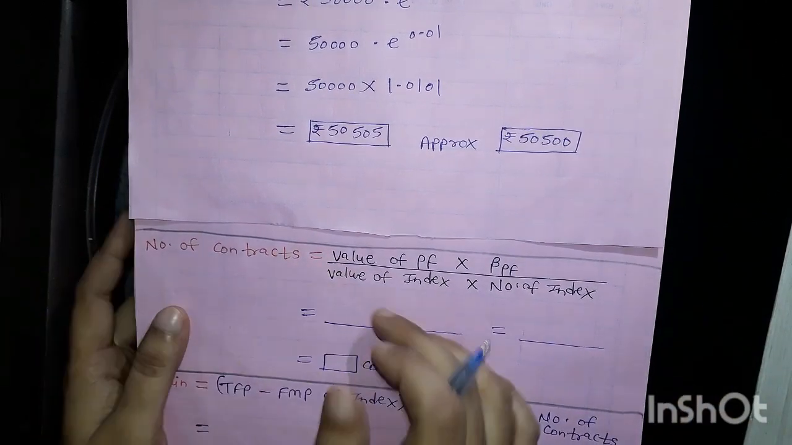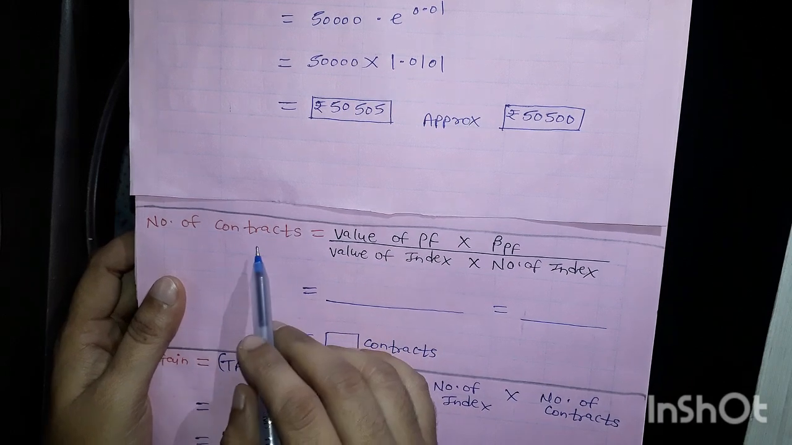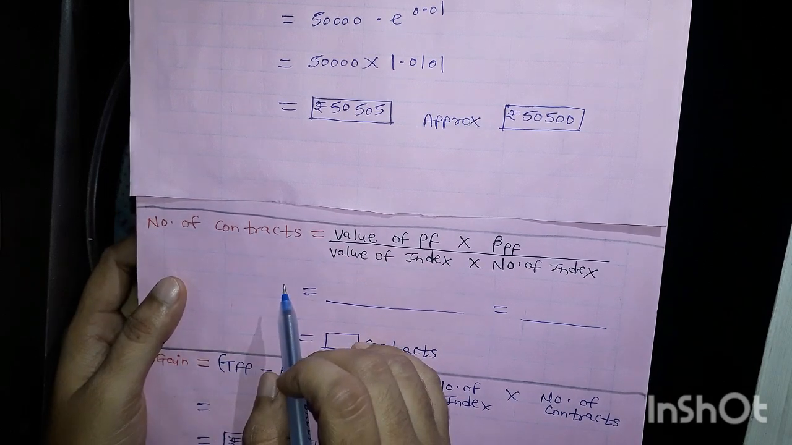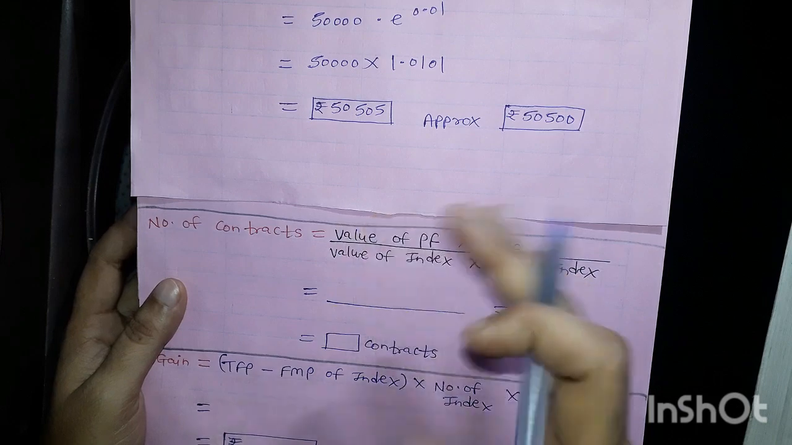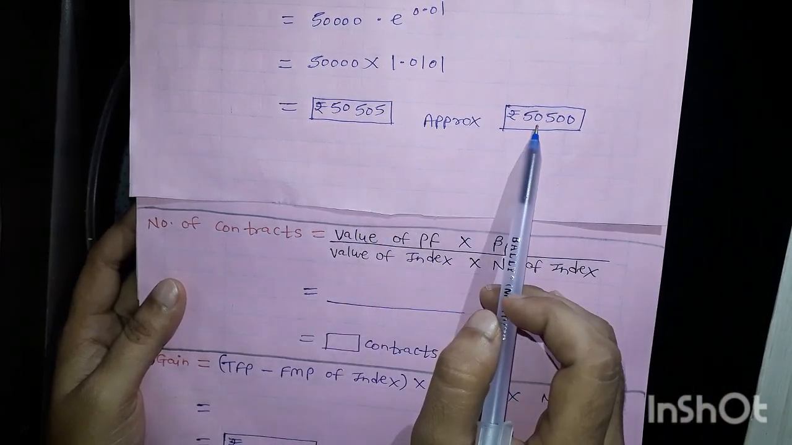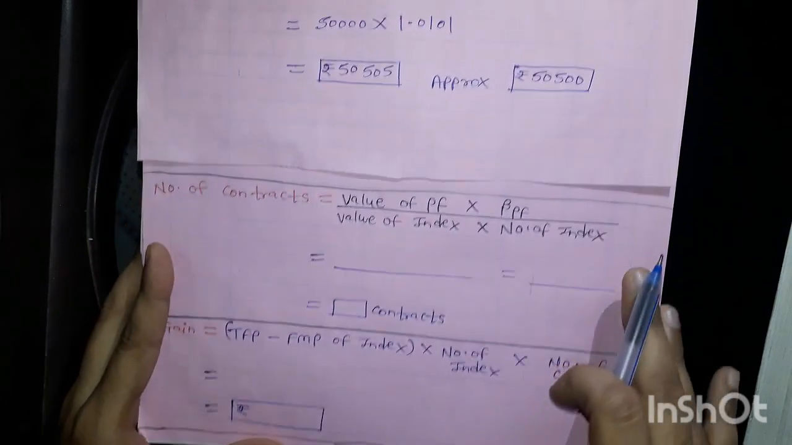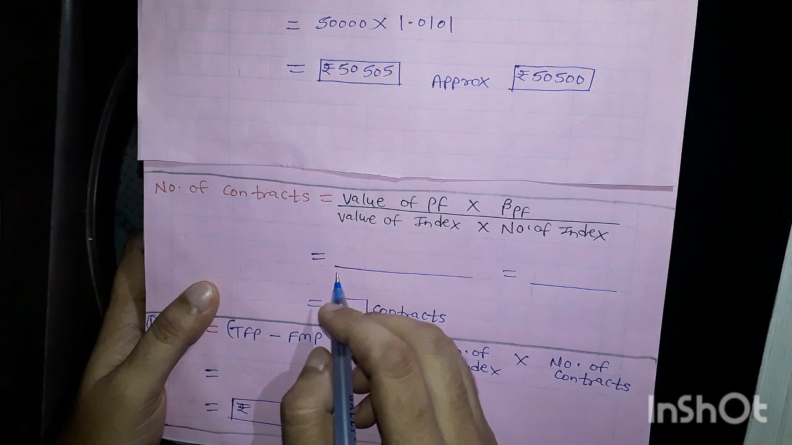Okay. Now number of contracts. In this question, we will find out the number of contracts because we want the gain. Okay, we have to calculate the gain, so that's why we are finding here the number of contracts. Here the first answer is ready, that is the theoretical forward price. Now for the second answer, we are calculating the number of contracts.